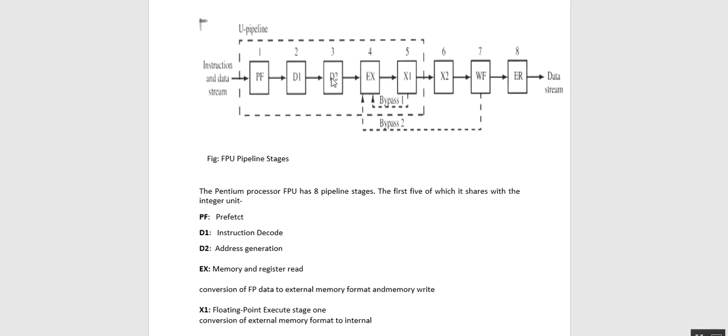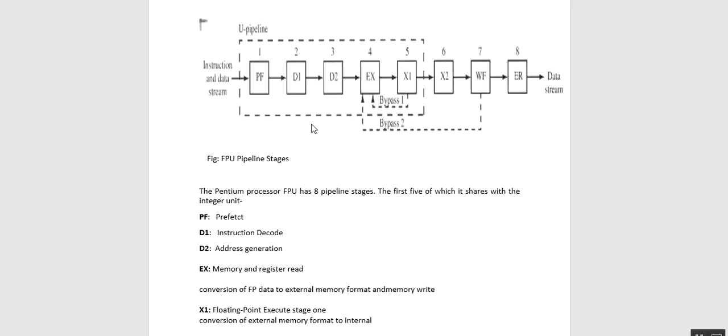Next is address generation, that is the D2 phase. In the address generation phase, it decodes the control word which is generated by the D1 phase and the addresses of the memory and register operands are calculated. The next phase is memory and register read, that is the execution stage, EX stage. In the EX stage, register read, memory read or memory write is performed as required by the instruction to access an operand.